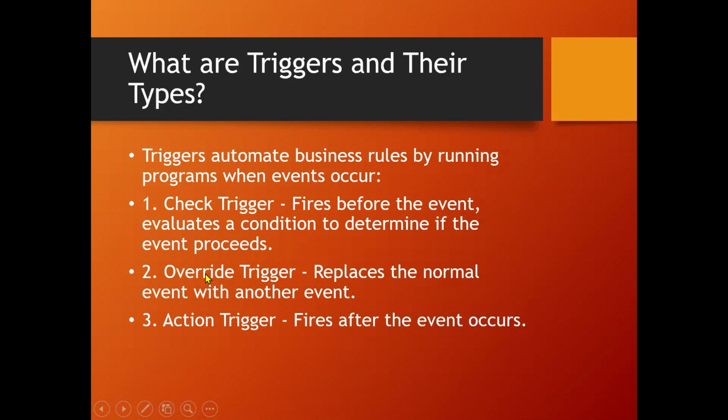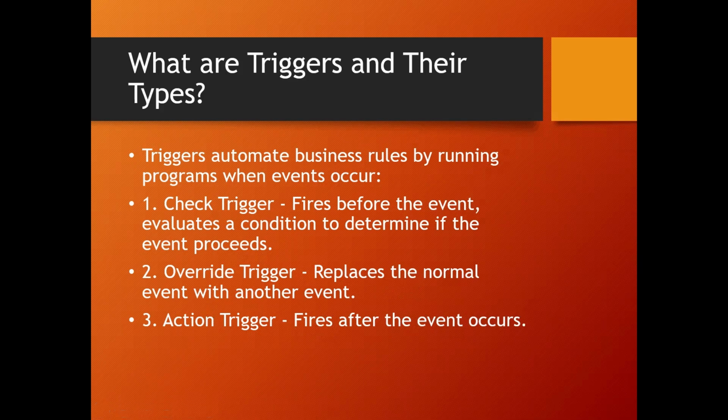The second trigger is override trigger. Override trigger is for replacing a normal event with some other event. And action trigger executes after an event occurs. So based on what our business rule is, we can write any of these three triggers.